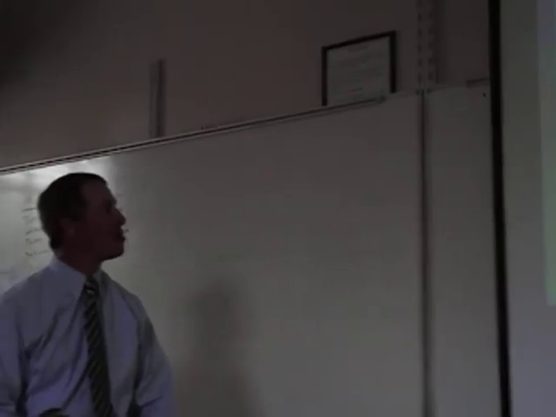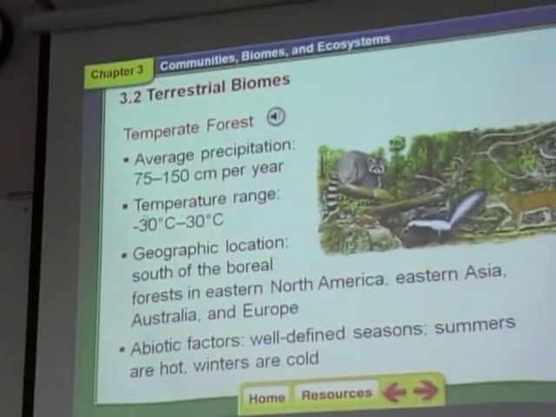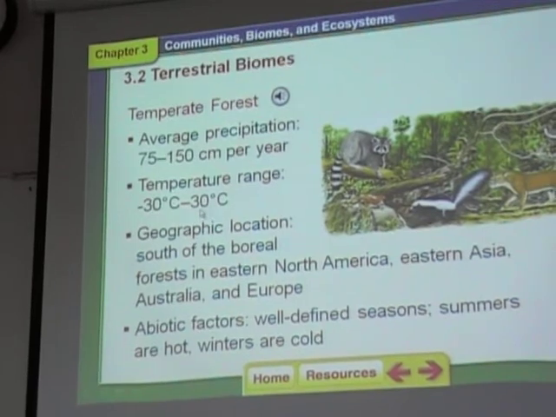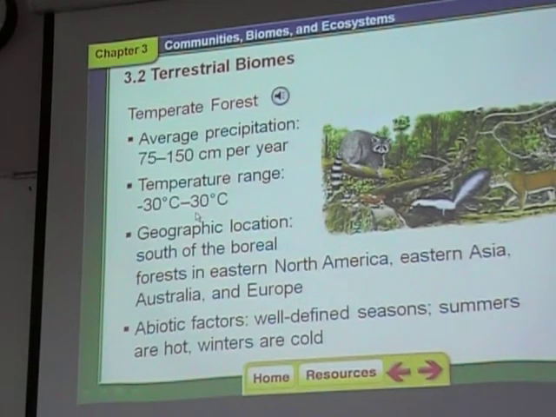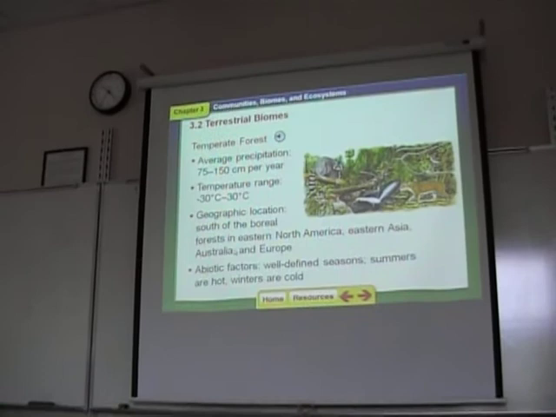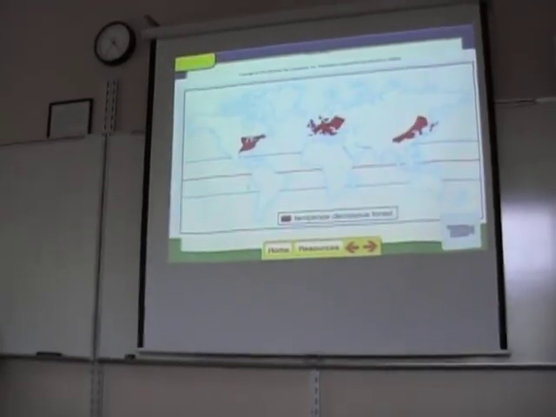The temperate forest. Now we're getting further south, warmer. Still getting cold in the winter, but a little warmer in the summertime. 30 Celsius is about what it is outside now. More rainfall, 75 to 150 centimeters per year. North America, Eastern Asia, Australia, and Europe. Here's where we're talking about.